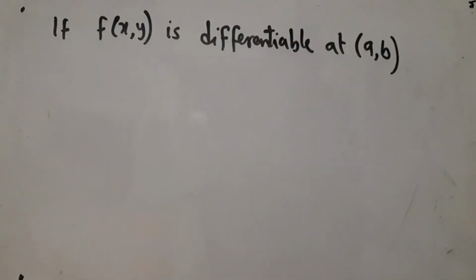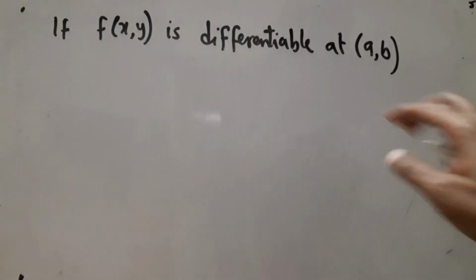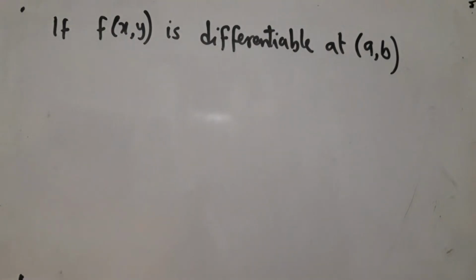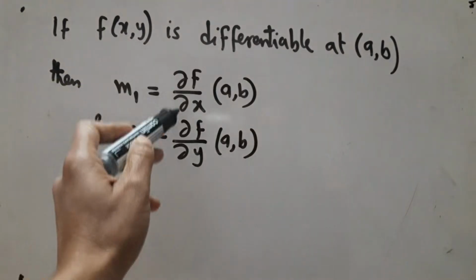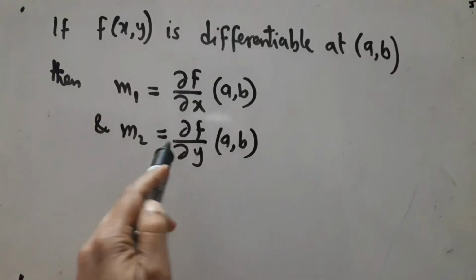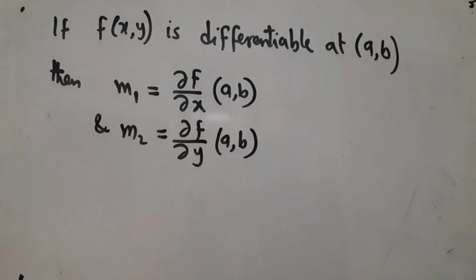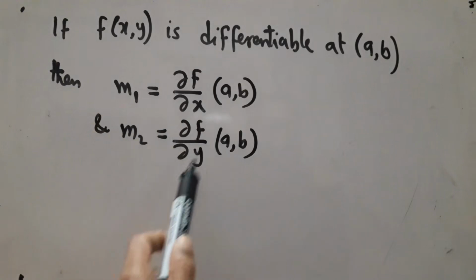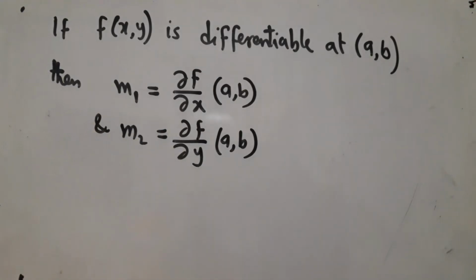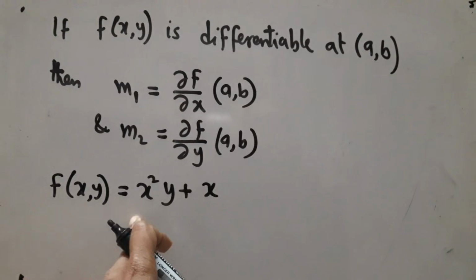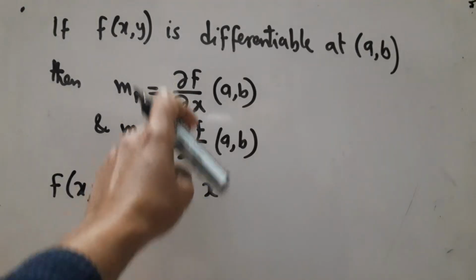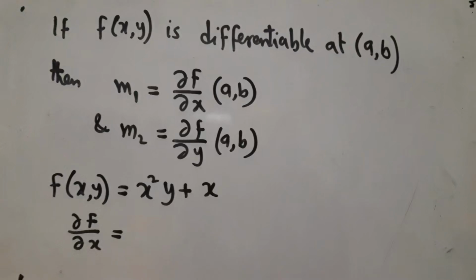Now it is seen that if f(x,y) is differentiable at the point (a,b), then m1 is ∂f/∂x evaluated at (a,b), and m2 is ∂f/∂y evaluated at (a,b). In case you do not know these notations, let me quickly explain with an example. Suppose f(x,y) is x²y + x, then when I want to compute ∂f/∂x, I just differentiate with respect to x holding y a constant.